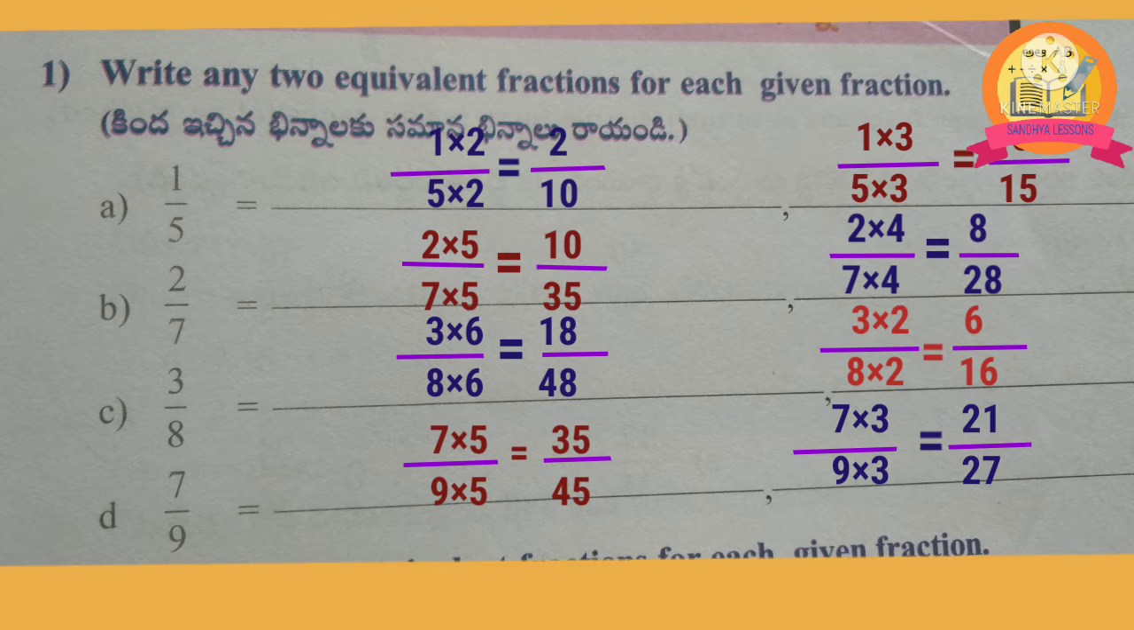Equivalent fractions for 7 by 9. By multiplying numerator and denominator with 5 we get 35 by 45. By multiplying numerator and denominator with 3 we get 21 by 27.